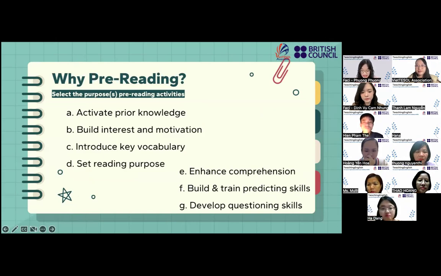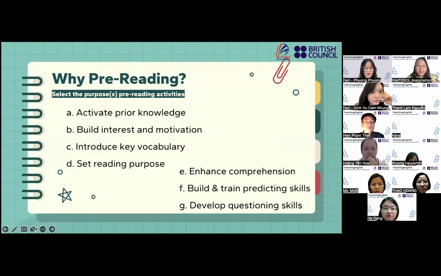Okay, I see A and B, B, C, and F. So we have B as a common factor, B, interest and motivation. Okay, many people choose A as well, so activate prior knowledge. And F, build and train predicting skill. What about questioning skills? Okay, I see one or two people choose questioning skill.